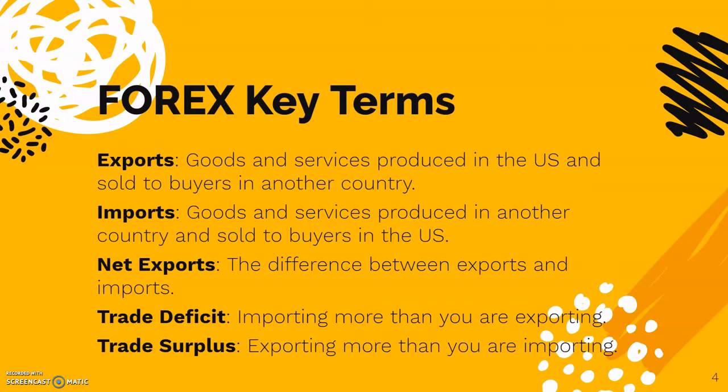Now that we know how money moves, let's look at some key terms for Forex. Exports are any goods and services that go out of the country. Imports are any goods and services that go into the country. Now, net exports are basically the difference between exports and imports. If our net exports are negative, meaning that we have more imports, that means we have a trade deficit, meaning that more money is leaving our country. However, if our net exports are positive, that means we have more exports and our trade is in a surplus, meaning more money is coming into our country.